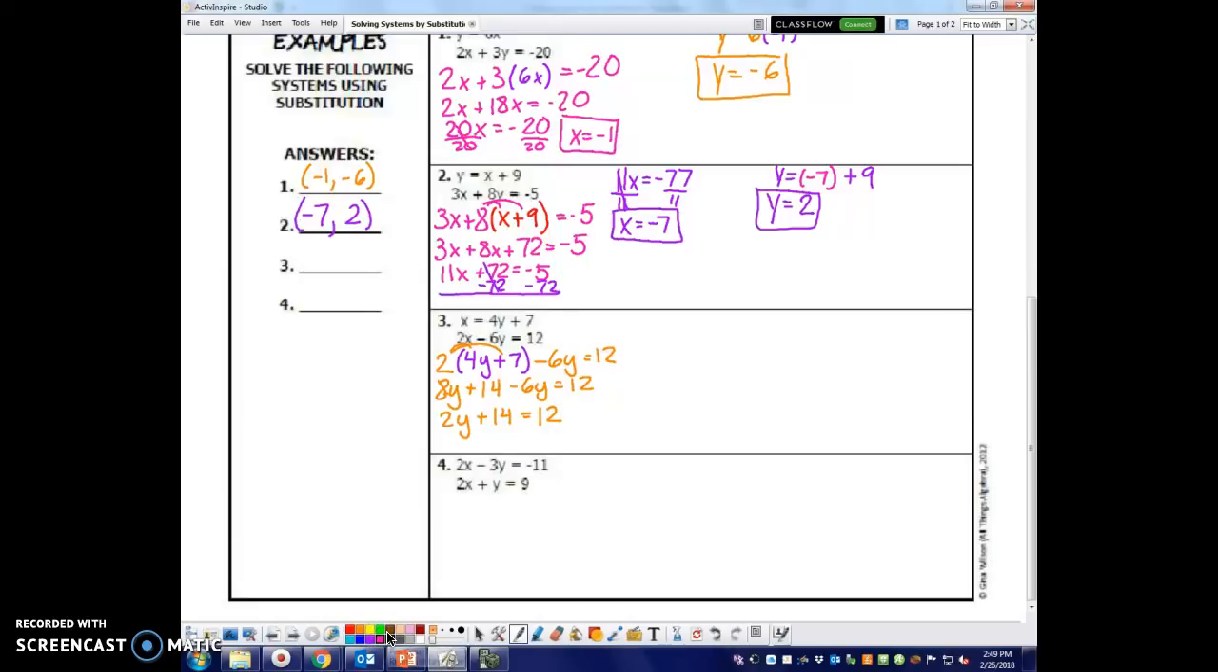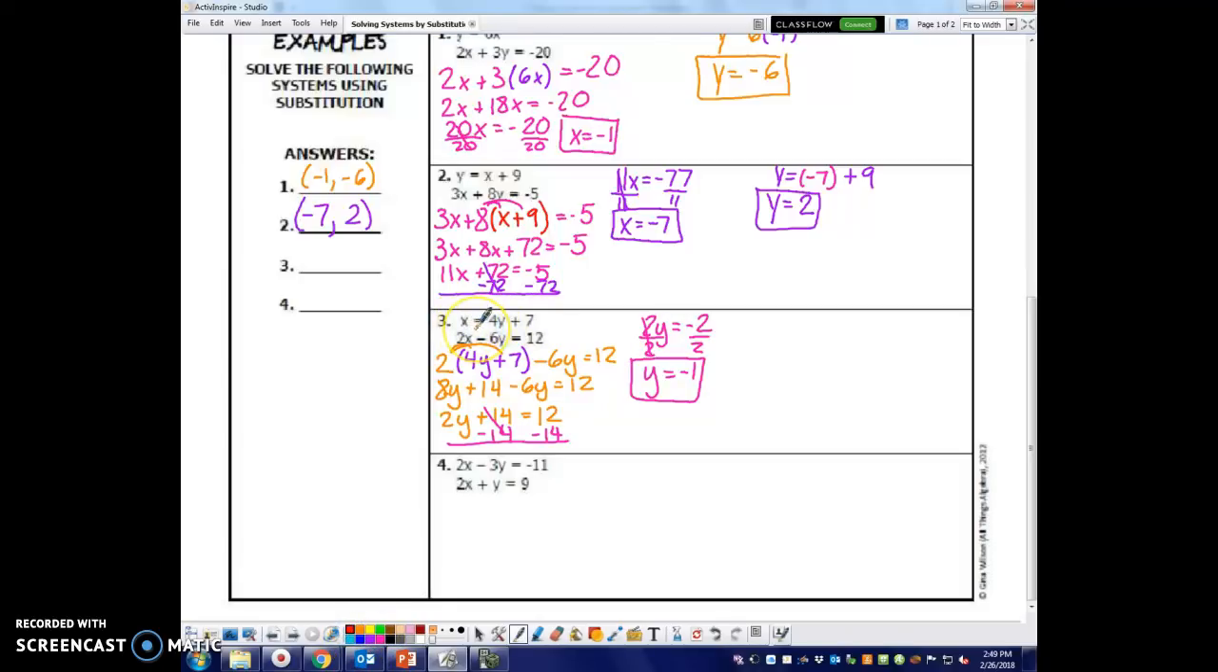Now we need to subtract the 14. So we have 2y equals, what's 12 minus 14? -2. Divide by 2. -2 divided by 2 is -1. So now we know what y is, and we have to find what x is.